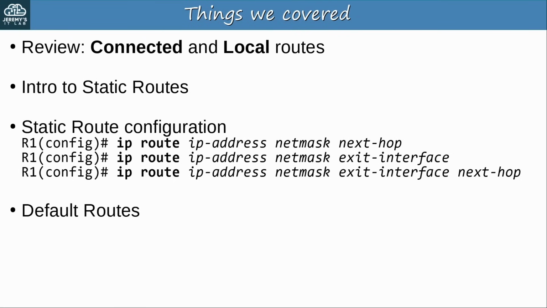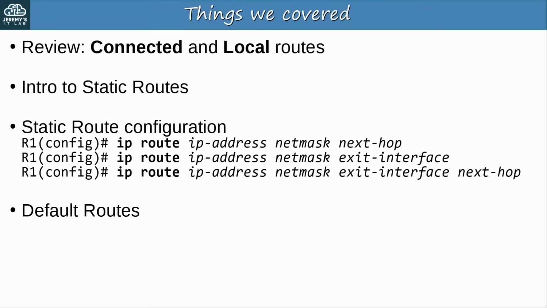Here's what we covered in this video. We reviewed connected and local routes by looking at the routing tables of R2, R3, and R4. Then we looked at static routes and how to enable PC1 and PC4 to communicate over the network. After that, we configured the static routes necessary for them to communicate. And here I've listed the commands to configure static routes. Usually, I just use the first option, specifying only the next hop IP address. But you should know the other options too.